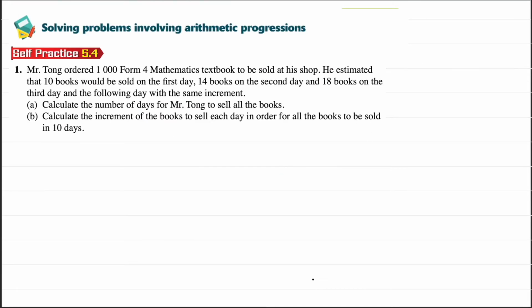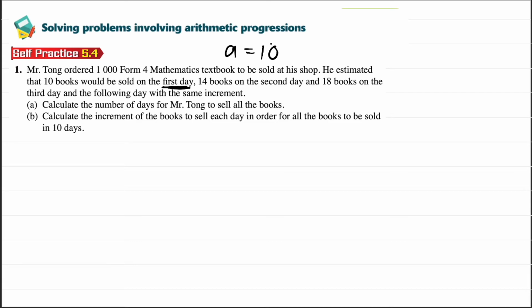Okay, macam mana kita nak solve problems involving arithmetic progression. So Mr. Tong ordered 1000 Form 4 mathematics textbooks to be sold at his shop. He estimated that 10 books will be sold on the first day. So this is the keyword kat sini, first day. So kita tahu yang dia punya A dia adalah 10.